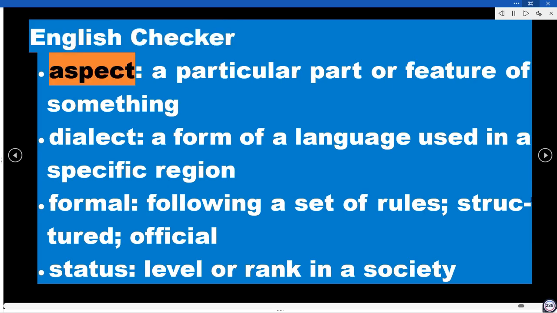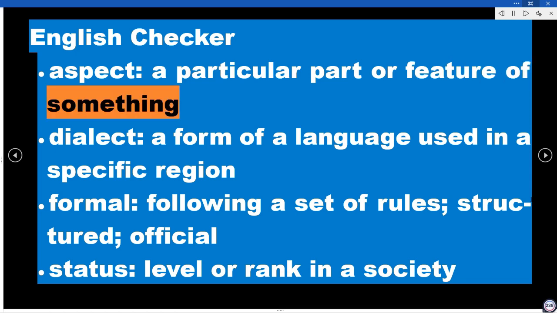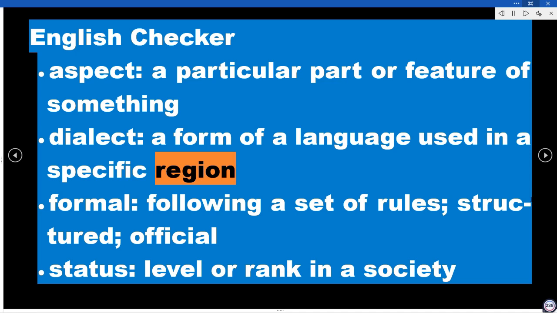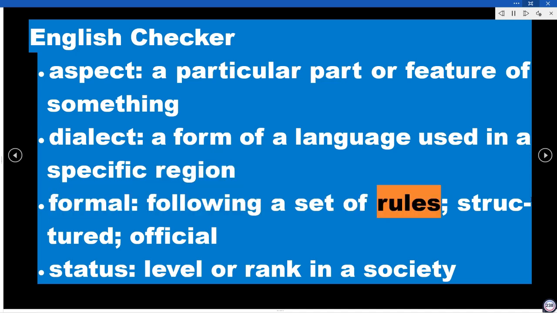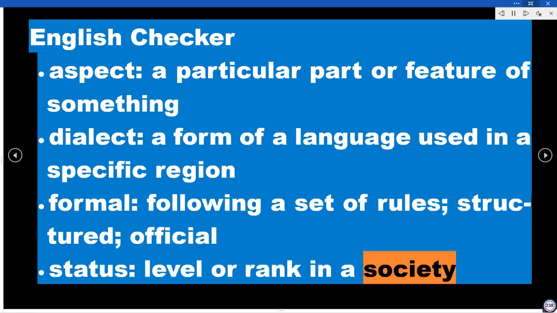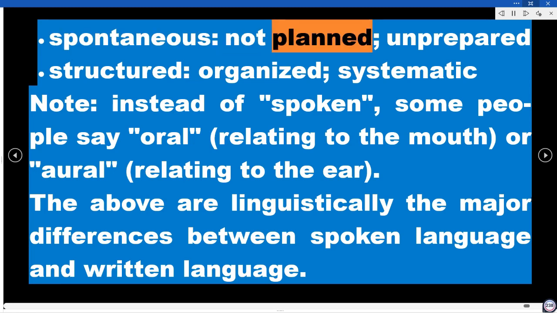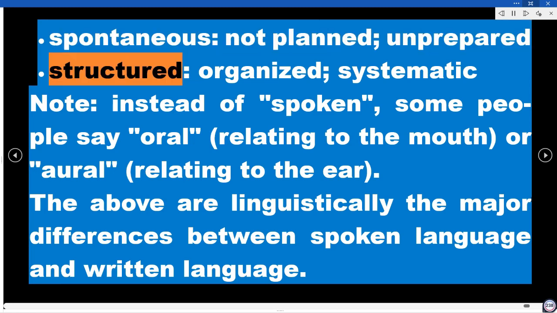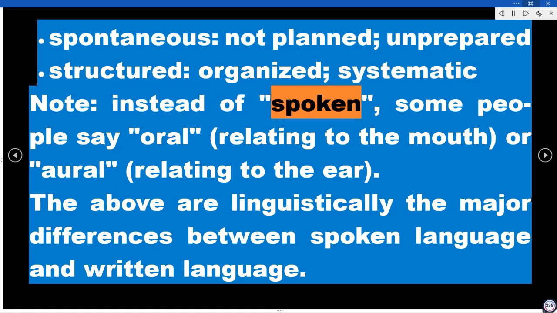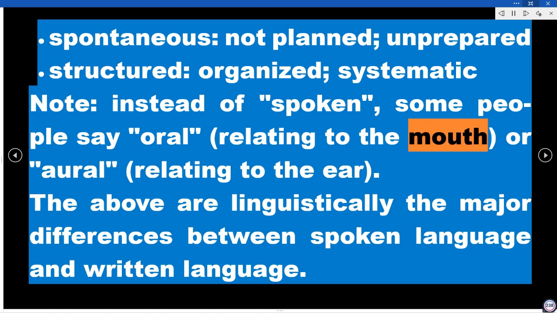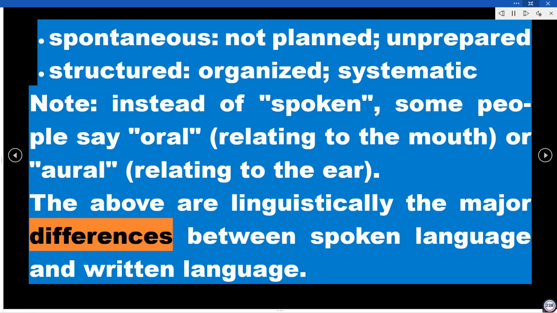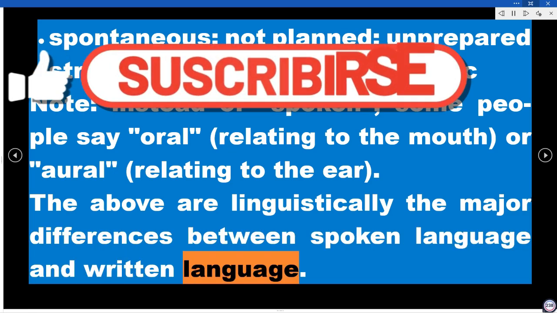English checker. Aspect, a particular part or feature of something. Dialect, a form of a language used in a specific region. Formal, following a set of rules, structured, official. Status, level or rank in a society. Spontaneous, not planned, unprepared. Structured, organized, systematic. Note, instead of spoken, some people say oral, relating to the mouth, or aural, relating to the ear. The above are linguistically the major differences between spoken language and written language.